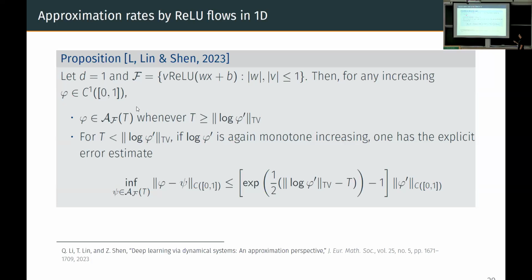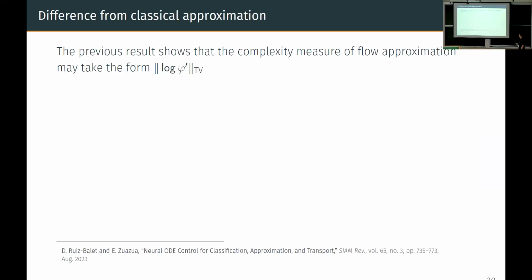If you think about your control family being a ReLU network, where you restrict the norms of the weights so that your time scaling is fixed, so the time is meaningful. Then, okay, don't read the whole thing, just read this line. We show that basically a target function phi is in your hypothesis space up to time t if t is greater than some complexity that depends on the logarithm of the derivative phi prime. Remember, phi is an increasing function, so you can take a logarithm of its derivative. Okay, so you can see this is quite interesting.